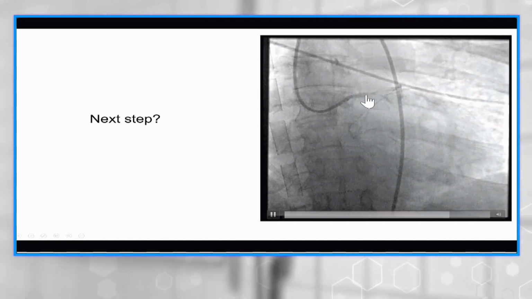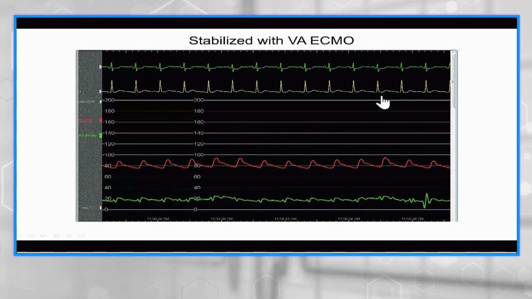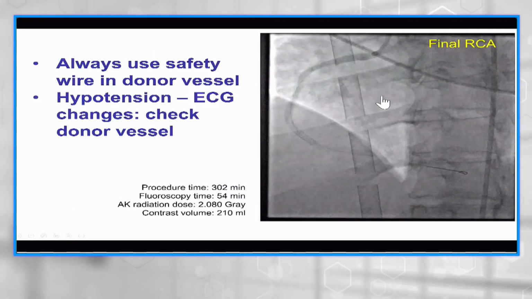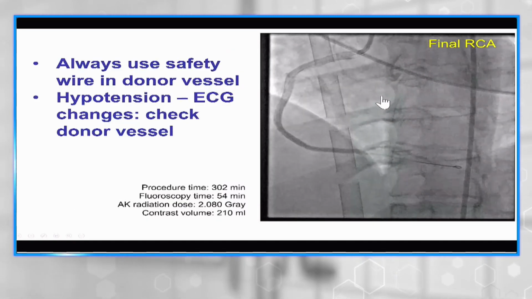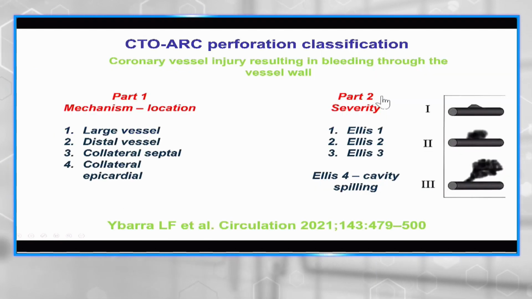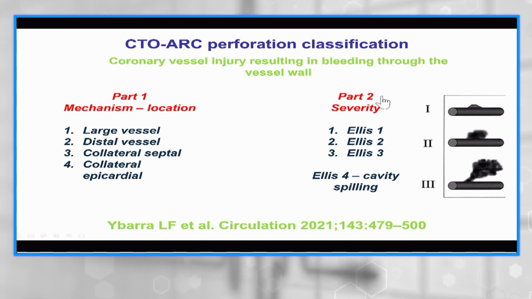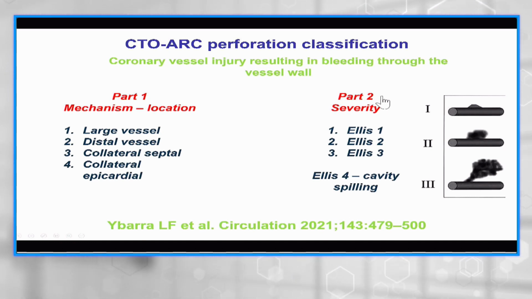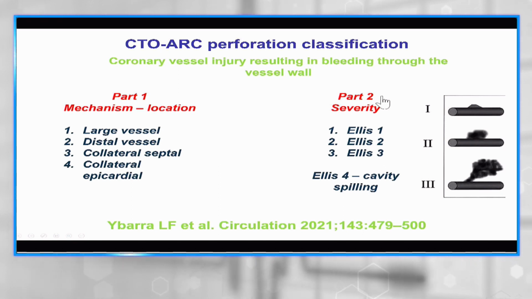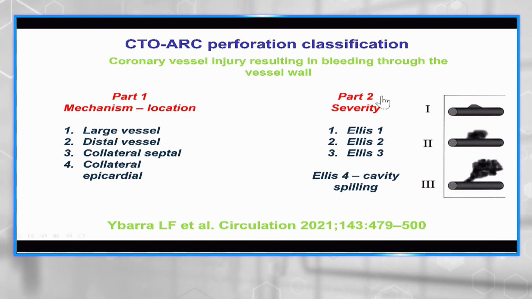The patient had dissection in the left main. This was treated, and then the patient eventually had a good recovery. But this reminds us of the importance of the donor vessel, and acute vessel closure can be a devastating complication of CTO PCI, which is why a safety wire should be inserted in the donor vessel before doing CTO intervention.